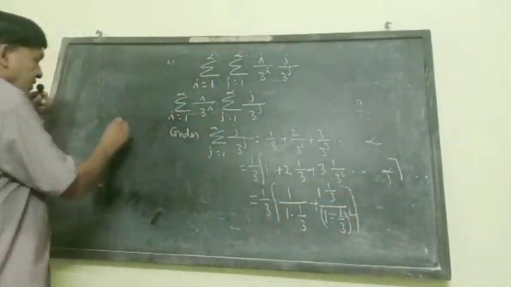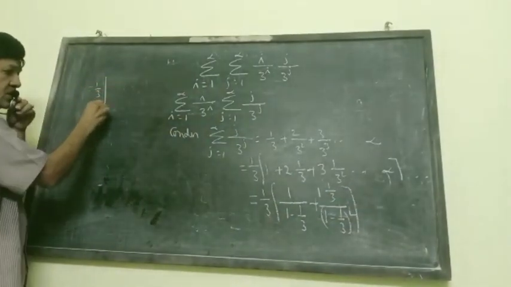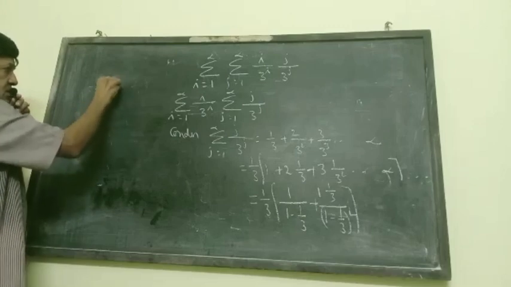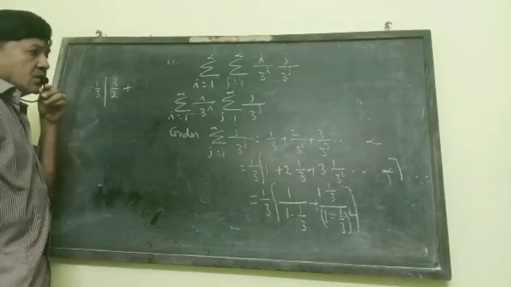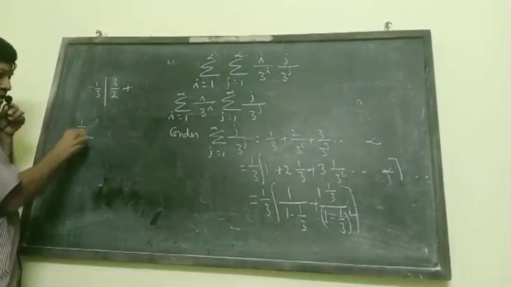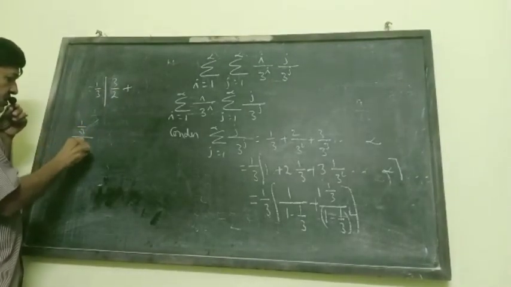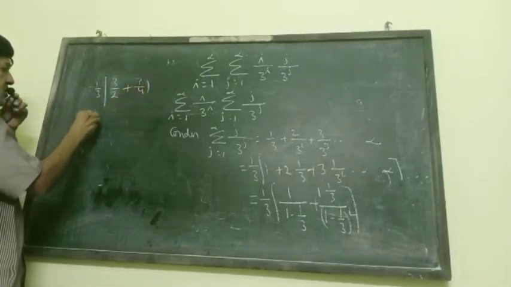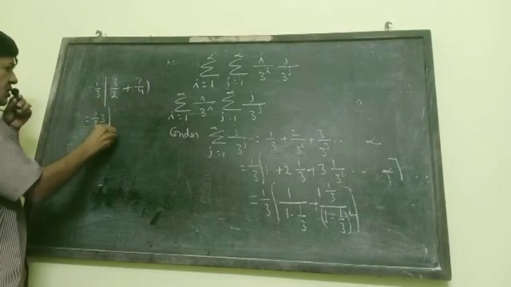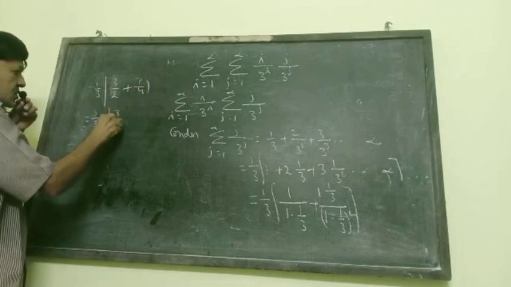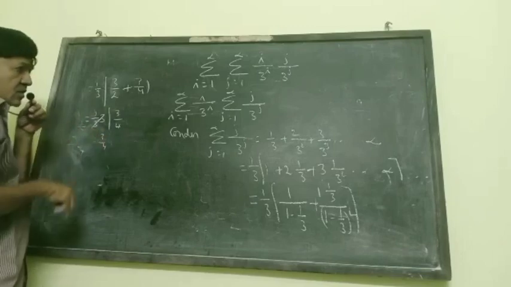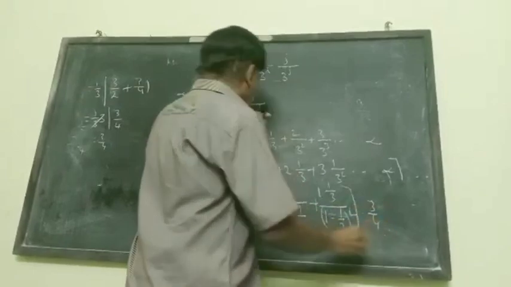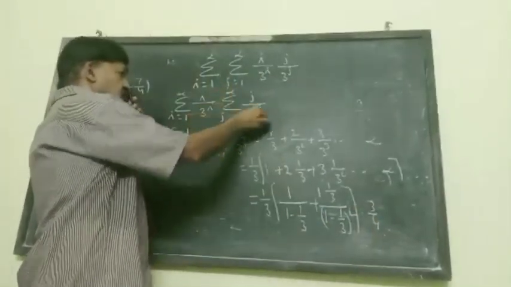If you simplify further, you are going to get 1 by 3 into, this is nothing but 3 by 2, and that is how much? 1 by 3 by 4 by 9, which is 3 by 4. So this is 1 by 3 into how much? 3 by 4. So this is all how much for you? 3 by 4. So this is 3 by 4.